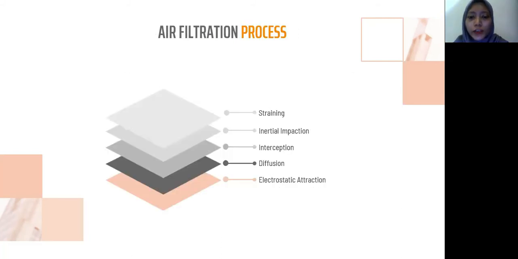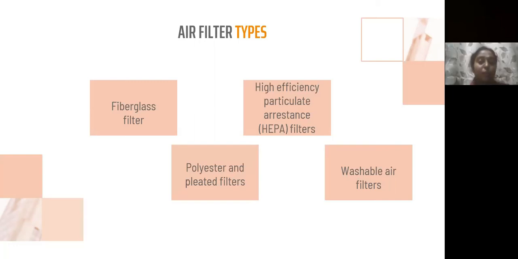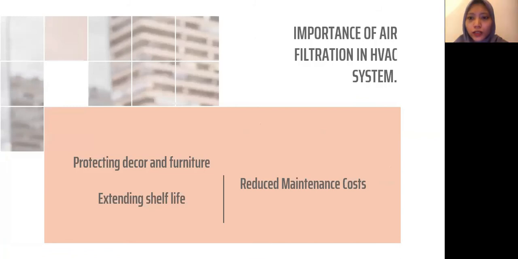The air filtration processes are screening, inertial impaction, interception, diffusion, and also electrostatic attraction. Some types of air filters are fiberglass filters, high efficiency particulate arrestance filters, polyester and pleated filters, and also washable air filters. The importance of air filtration in an HVAC system is that it protects equipment and furniture, extends shelf life, and also reduces maintenance costs.